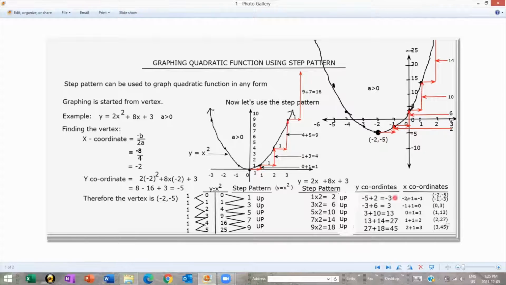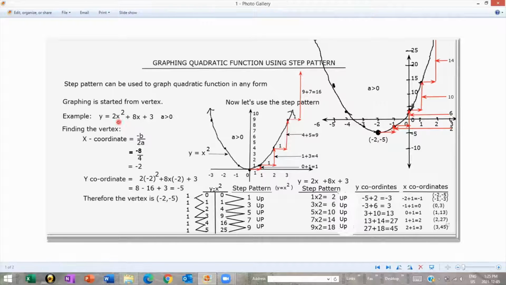Then you draw your new points: negative 2, negative 5; negative 1, negative 3; 0, 3; 1, 13 here. Likewise, you draw these points. Thereafter, you can draw the image point of each of these points, and then you can complete the graph like this.